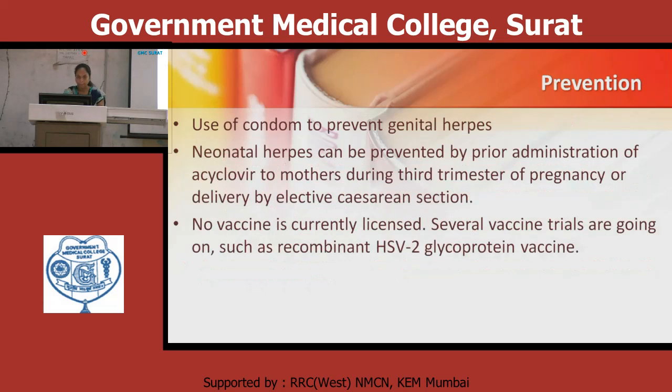Prevention. To prevent genital herpes, use of condom. Neonatal herpes can be prevented by prior administration of acyclovir to mother during 3rd trimester of pregnancy or delivery by C-sections. No vaccine is currently licensed. Several vaccine trials are going on, such as recombinant HSV2 glycoprotein vaccine.